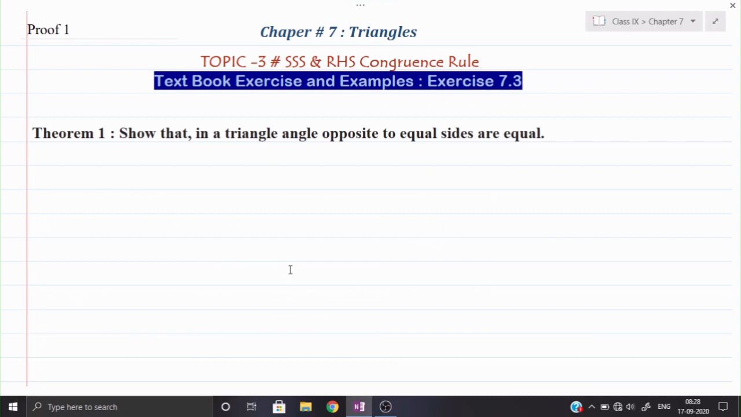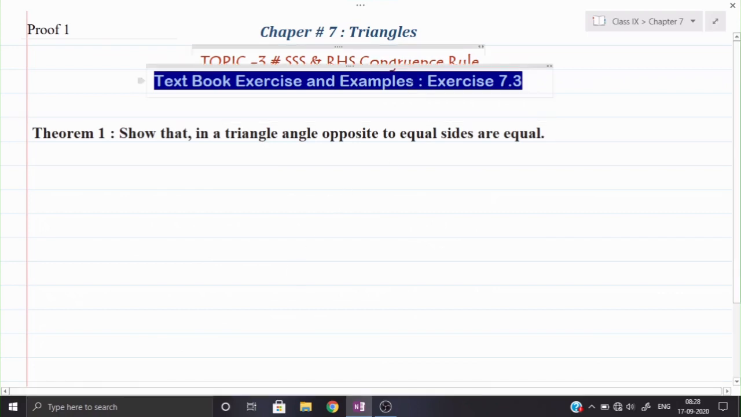See, this theorem we have covered as the isosceles triangle theorem. You know it. If two sides are equal, then the angles opposite to them are also equal. And the converse part you also know, that if two angles are equal, then the sides opposite to them are also equal.